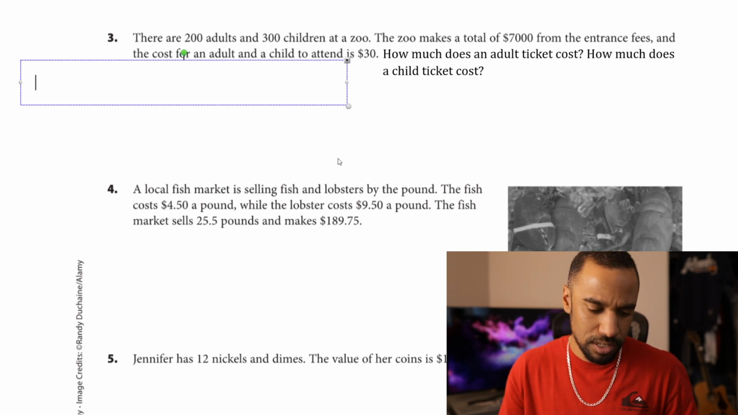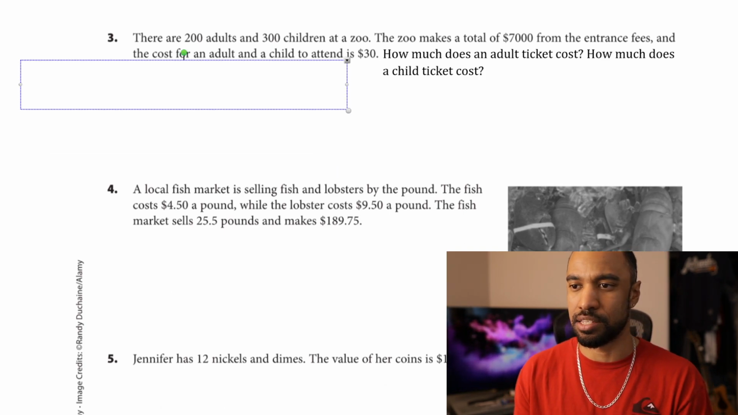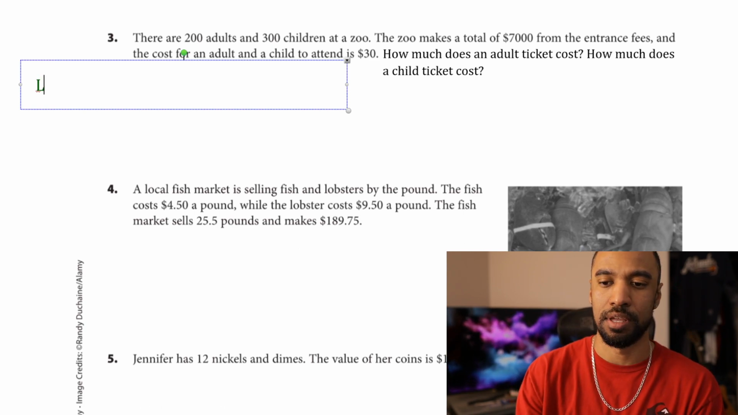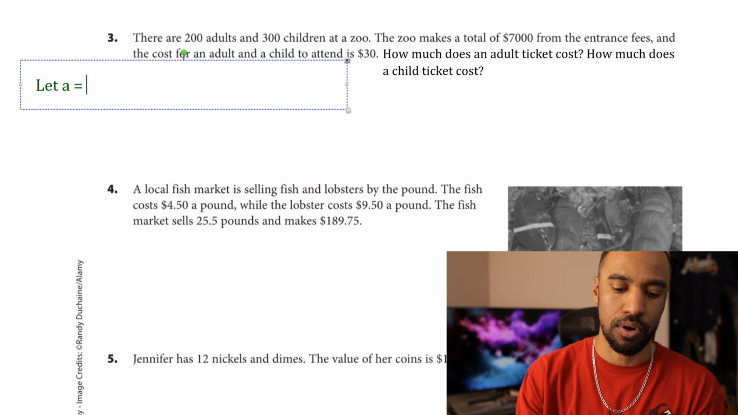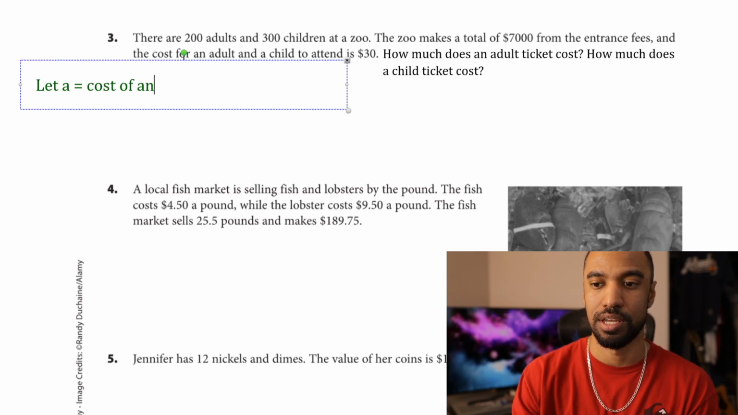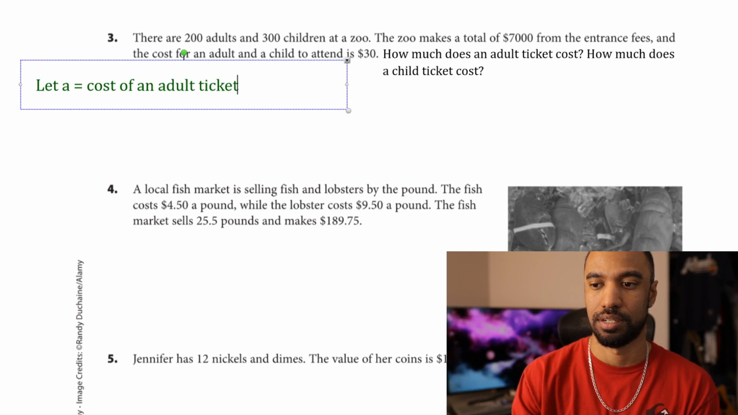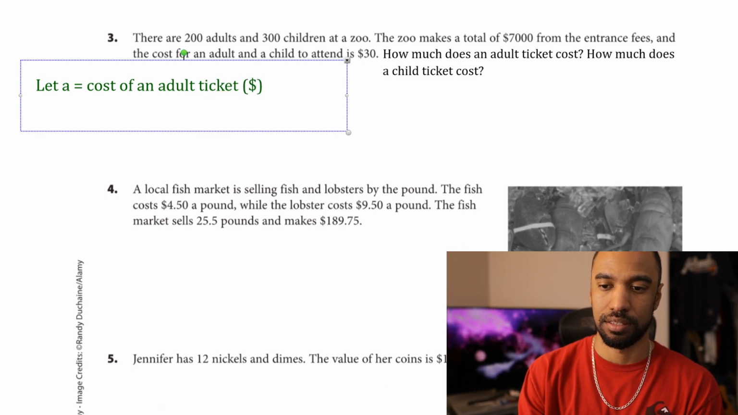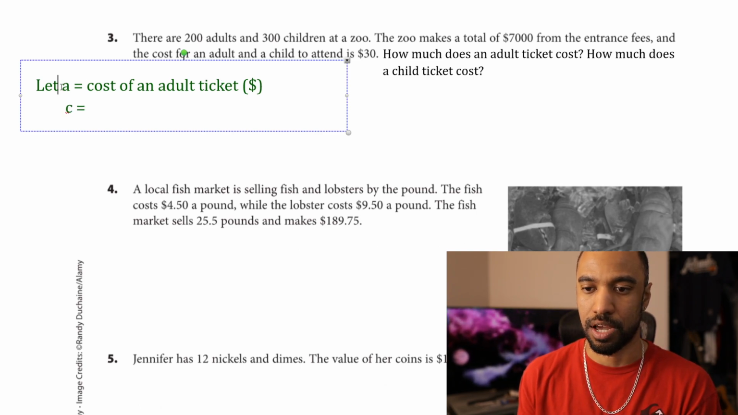So let's use different letters this time. Let's actually use A and C. Just keep in mind you can do stuff like that as long as you define them. So I'm going to let A equal, not the number of adult tickets, we know that information, this time it's going to be the cost of an adult ticket in dollars. And then let's let C once again equal the cost of a child ticket.